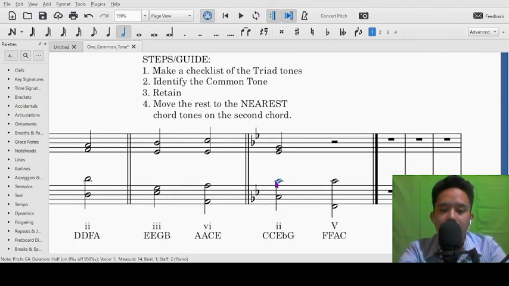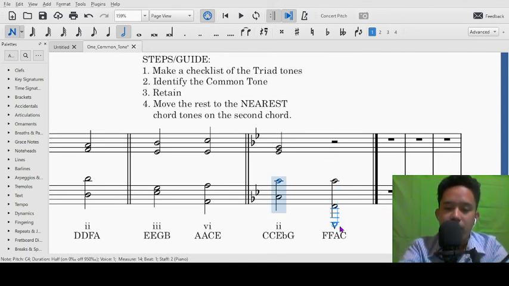Next is to move the rest to the nearest chord tones. In this case, the remaining notes, we already have the F and the C. So the remaining notes are F and A. So where should we put that? So F and A. So we can put that here. Soprano, G is closest to A and E is closest to F. That's it.